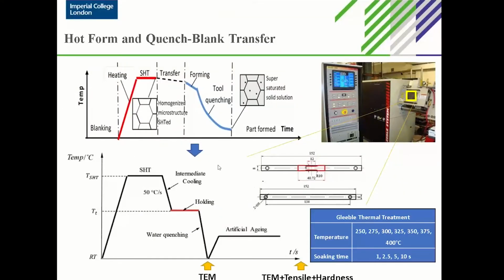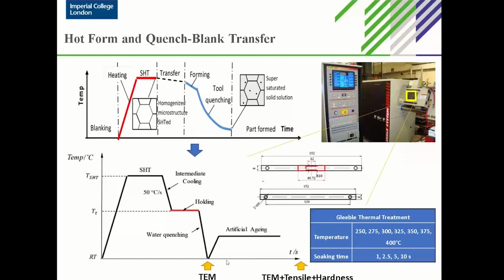So given the aims of this subject, this is the temperature profile we built. Basically, according to the hot stamping process, hot form and quench, we heated up the material to the solution heat treatment temperature, and then started cooling it down to different temperatures from 250 to 400, and then we hold it for 1 to 10 seconds at the specific temperature according to the industry requirements, and later used water to quench the material further.